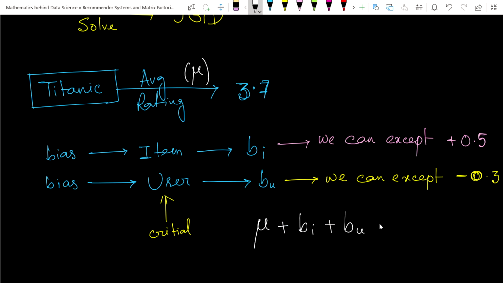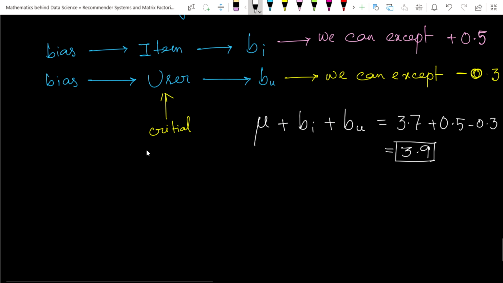Okay, what will this value be now? Mu is 3.7, and this is a very famous movie. Can we expect this item to get plus 0.5, and the user is a very critical user who doesn't want to give much rating? So how much value can we expect from this user for this movie? 3.9, it's fairly well.